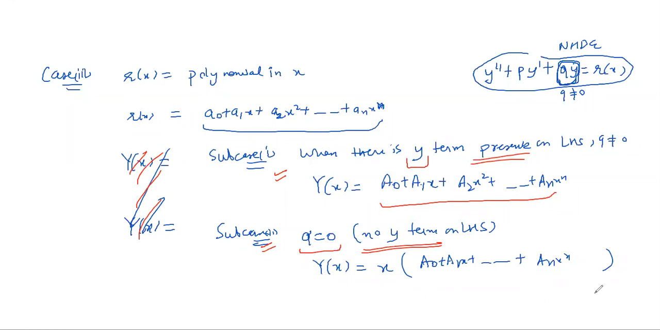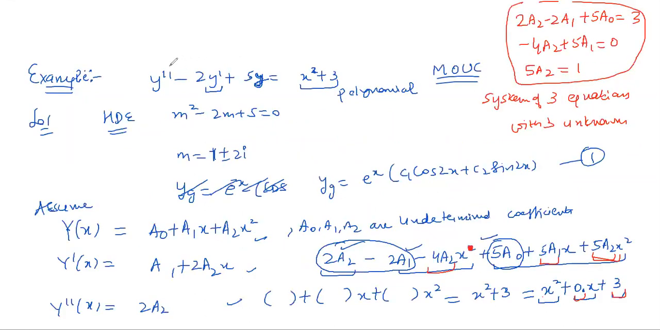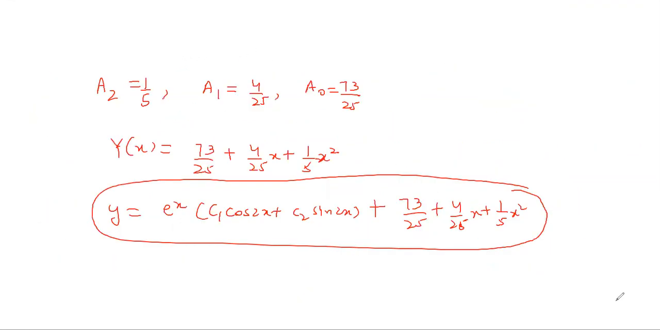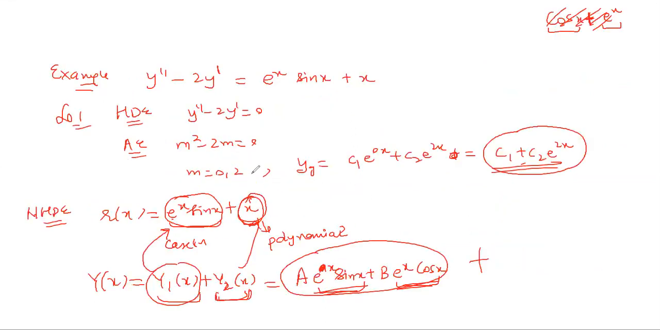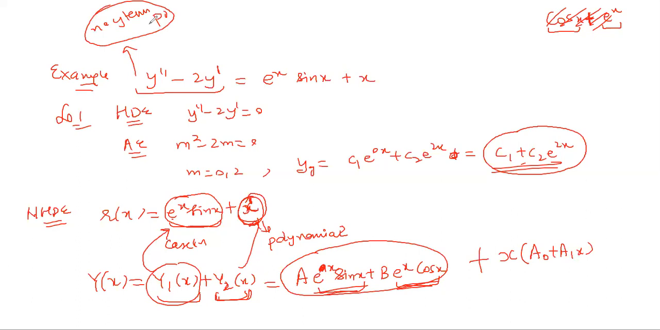The y term present example I have already done. And in this example, which I am now considering, you can see on the left hand side there is no y term present. Since there is no y term present, I will assume a linear polynomial because it's x to the power 1. So the general assumption of y will be a0 + a1 x, and then I will be multiplying with x because there is no y term present on the left hand side.